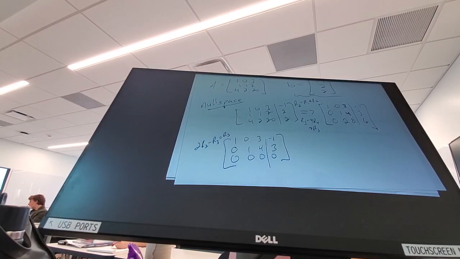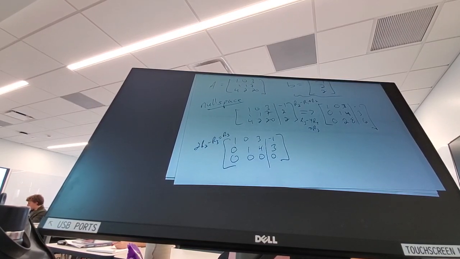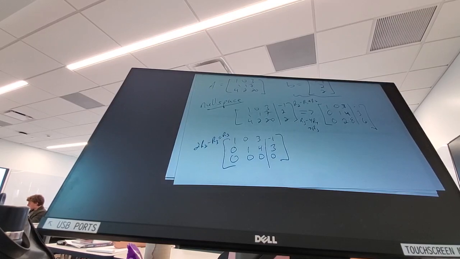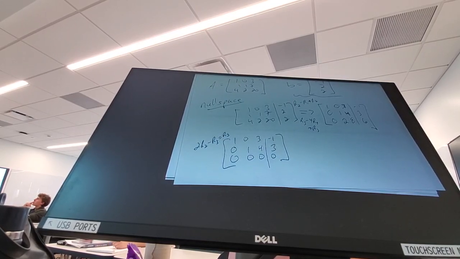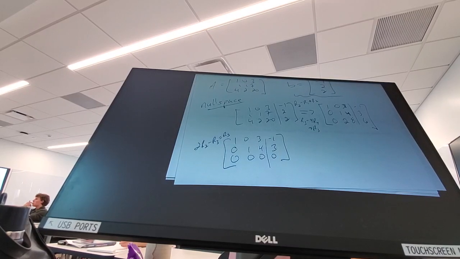Can you guys see your leading ones? Okay, so I can get a lot from this, yes? From what we've done. What have we done? Is B in the column space of A? Let me give you a question. I haven't really asked you that directly. Is B in the column space of A? What tells you that?